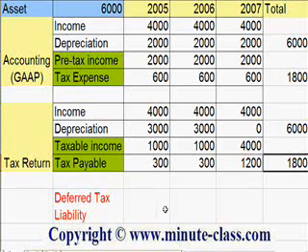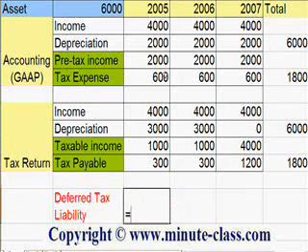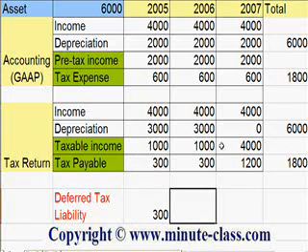Okay, so when we come to here, you will see why there is deferred tax liability. When we do the accounting, including the balance sheet and income statement, we say that we actually have to pay $600 every year. But for the tax purpose, we only pay $300 for the first 2 years. So it means we owe the government the tax expense minus the tax payable for the first year. So it is $300.